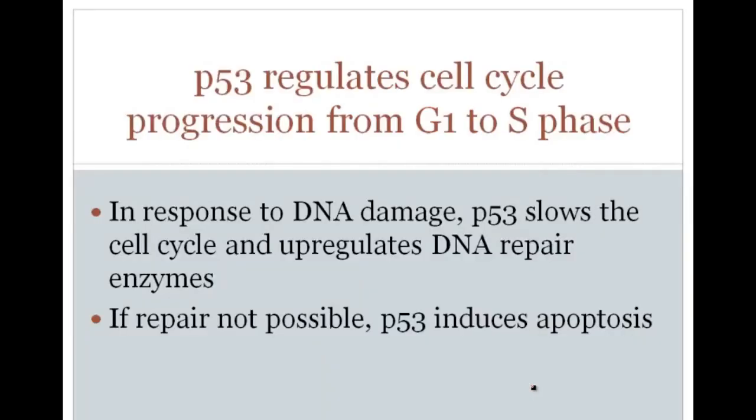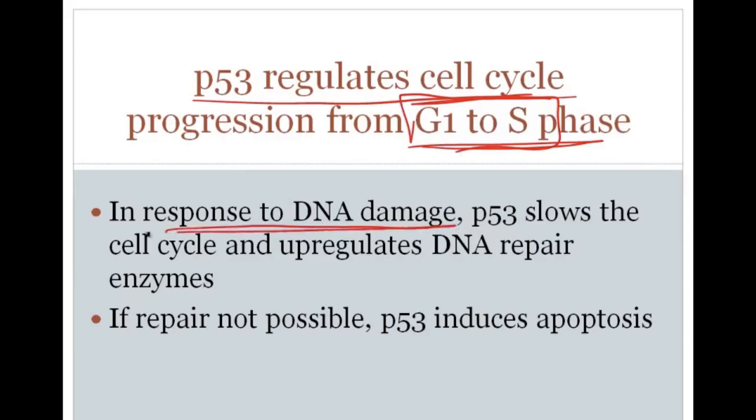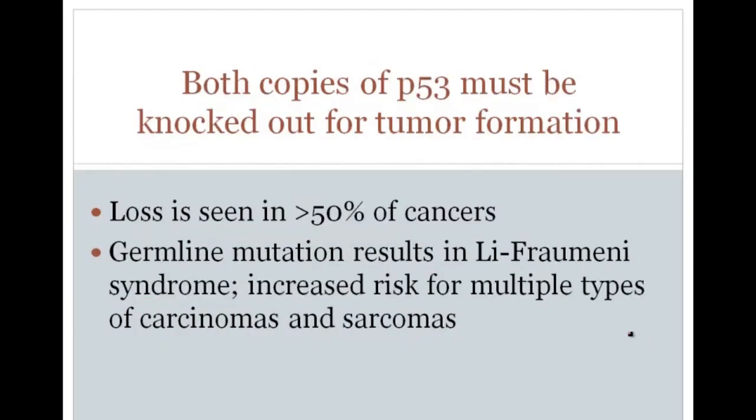All right, so let's read together. What do I say here? P53 regulates the cell cycle, in particular, progression from the G1 to S phase. Now, again, what does P53 do? In response to DNA damage, P53 upregulates DNA repair enzymes. All right. However, if repair is not possible, P53 induces apoptosis. And I've already explained how apoptosis would occur. Now, it's important to note that both copies of P53 must be knocked out for tumor formation.